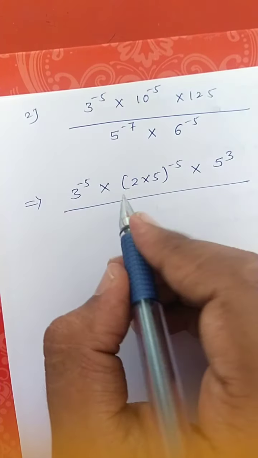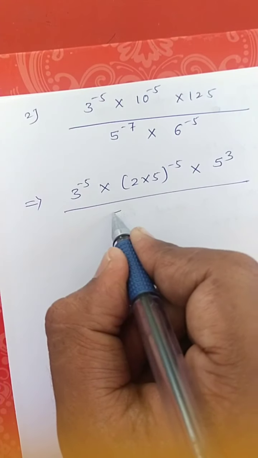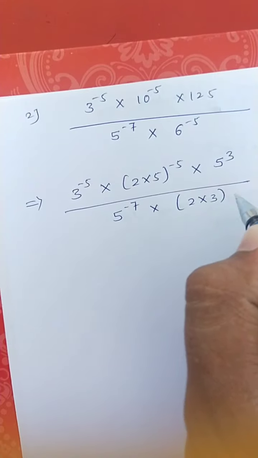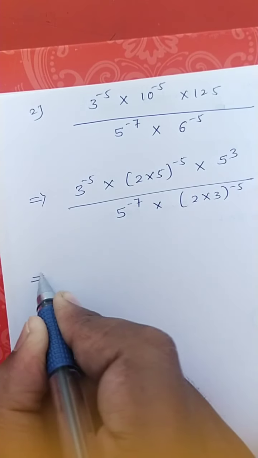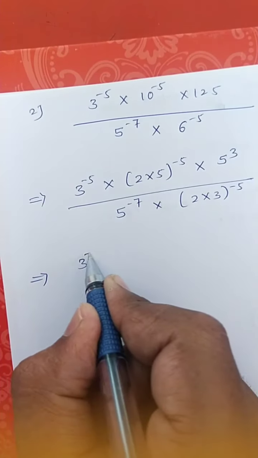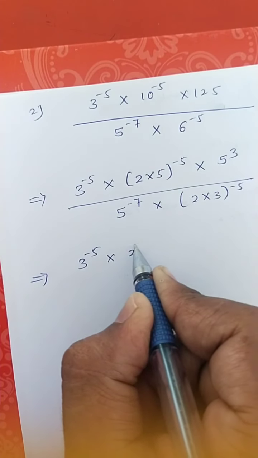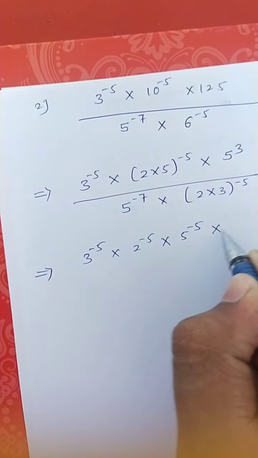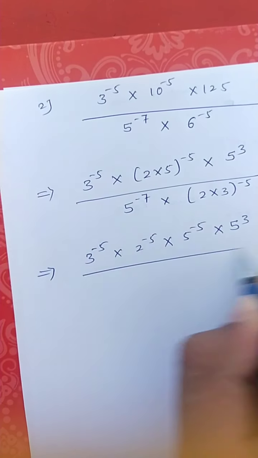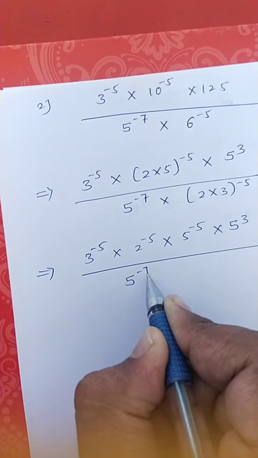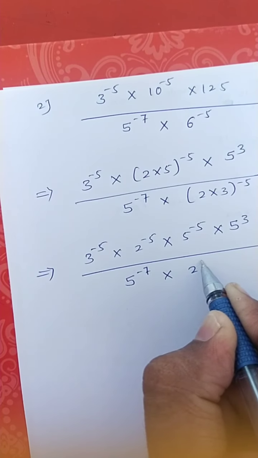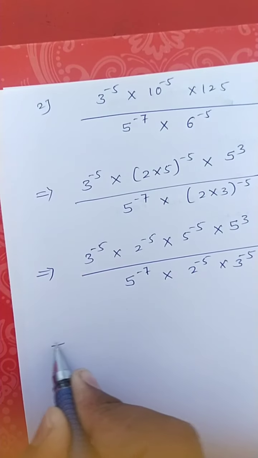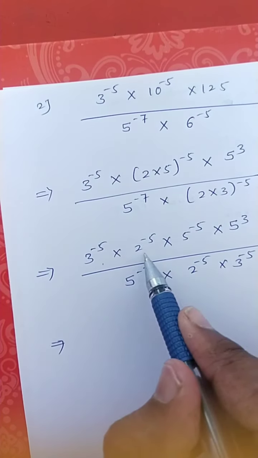Now 5 raised to minus 7, you keep this as it is. This 6 you can write as 2 into 3 whole raised to minus 5. Now just write separately: 3 raised to minus 5 as it is, 2 raised to minus 5 as it is, into 5 raised to minus 5 as it is, into 5 cube. Now this 5 raised to minus 7 as it is, into 2 raised to minus 5 into 3 raised to minus 5. Now see 3, 2, 5, 5.